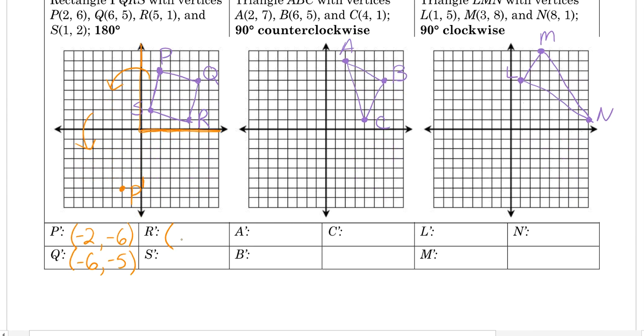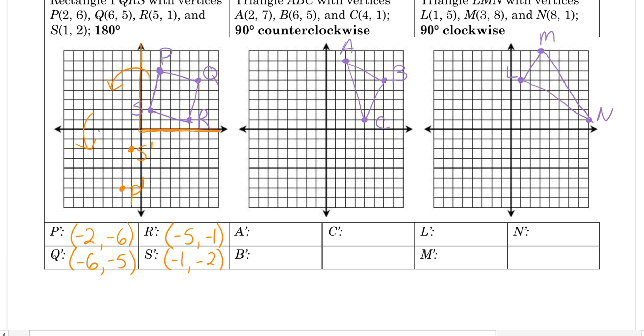Your image of R would be at negative 5, negative 1. And your image of S would be at negative 1, negative 2. And then you can go ahead and graph that. So let's see, negative 1, negative 2. That would be your image of S.